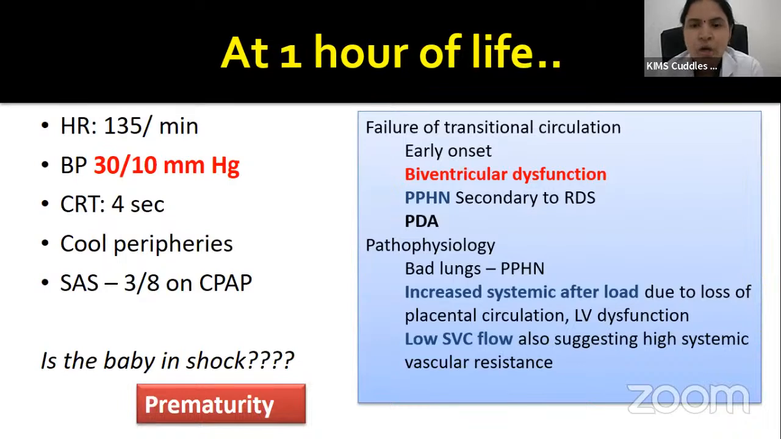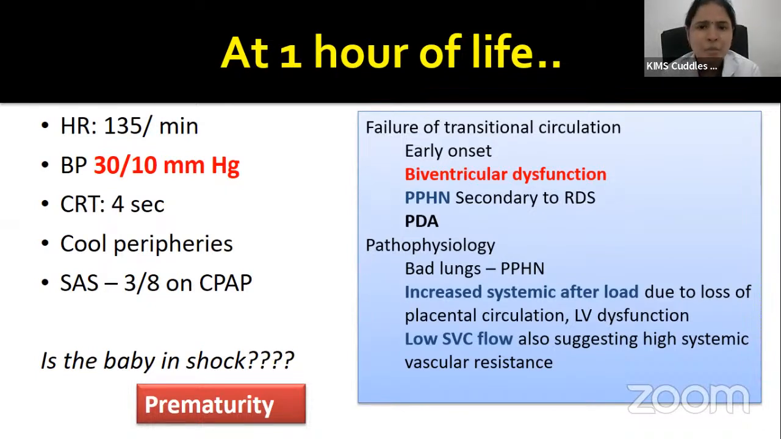So what causes shock, particularly in preterm newborns in this gestational age? The factors here are failure of the transitional circulation. Typically, shock is early in onset and is accompanied by biventricular dysfunction. There is also PPHN, secondary to respiratory distress syndrome and surfactant deficiency, and a large PDA can shunt blood, and this can complicate the systemic hypoperfusion. So the pathophysiological features include bad lungs, complicating PPHN, and increased systemic afterload because of the sudden removal of the low resistance placental circulation, which can increase the systemic vascular resistance suddenly and lead to LV dysfunction.